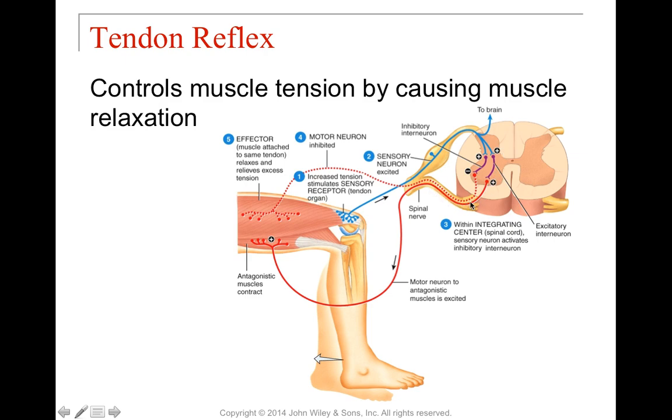That inhibition is going to feed through the integrating center, feed backwards such that the motor neuron that is antagonistic to the muscles is excited. So the opposite muscle is going to fire, so the antagonistic muscles contract. At that same time, the effector muscle relaxes, and so then we're going to relieve the excess tension. So in this way, if we have too much tension, we can cause the opposite muscle to fire, so we can relieve that tension on the effector muscles. Right, so that's called a tendon reflex.